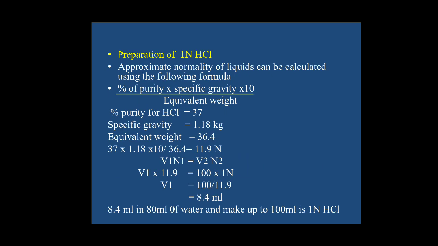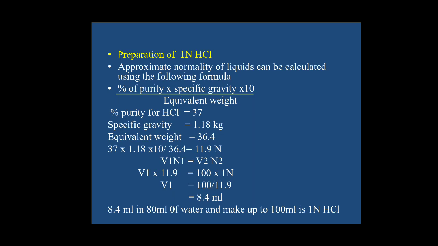So if we have to prepare a normal solution of a liquid, we have to use this formula: percentage purity into specific gravity into 10 divided by equivalent weight. Okay, so percentage purity is 37, specific gravity is 1.18, equivalent weight is 36.4. Substitute in the above mentioned formula, we get 11.9 normal.